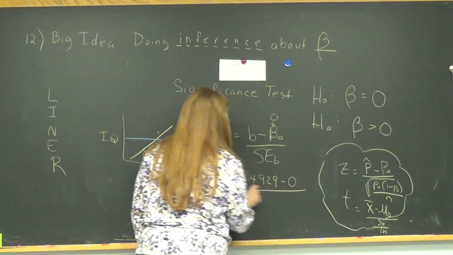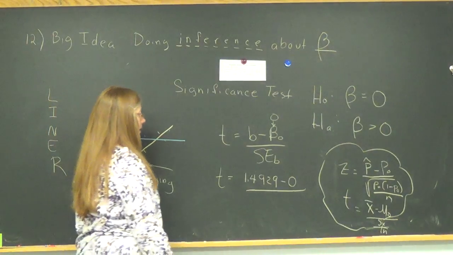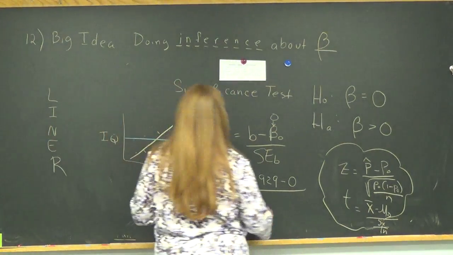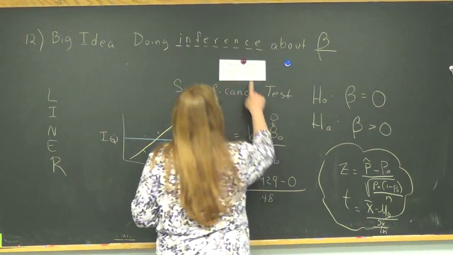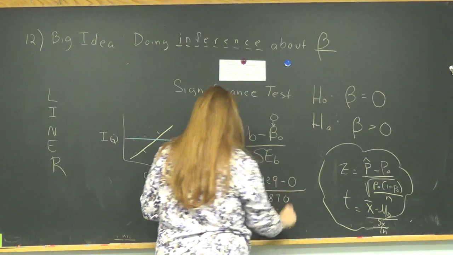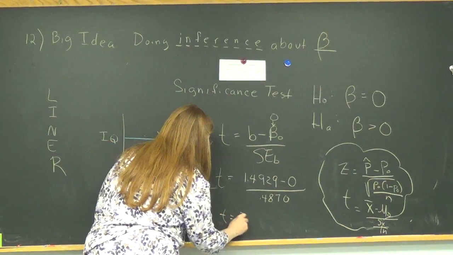And Ryan, which number is the SE of b? It's 0.4870, this number right here. Go ahead and calculate that. I got 3.07.